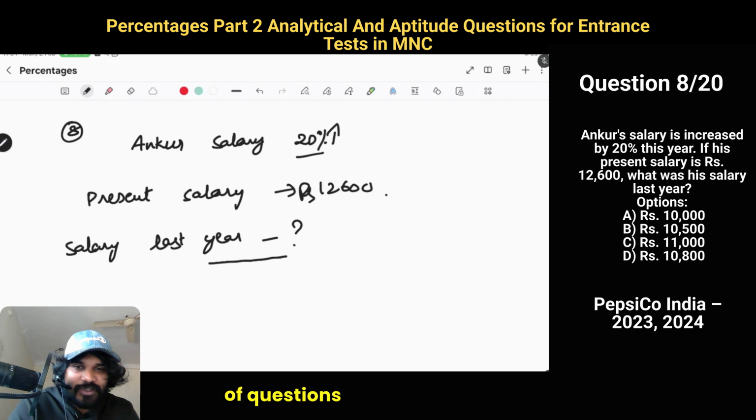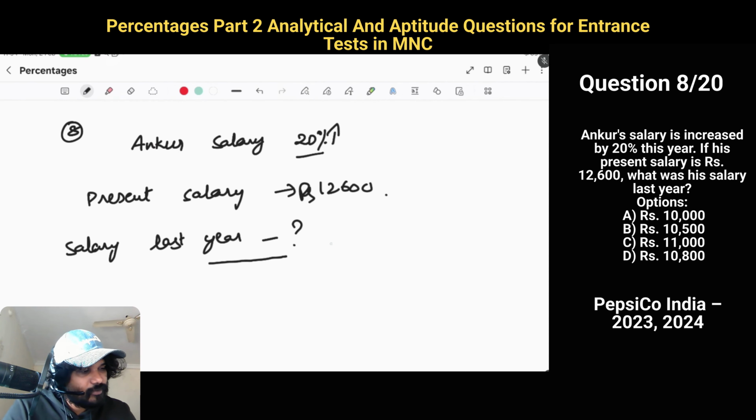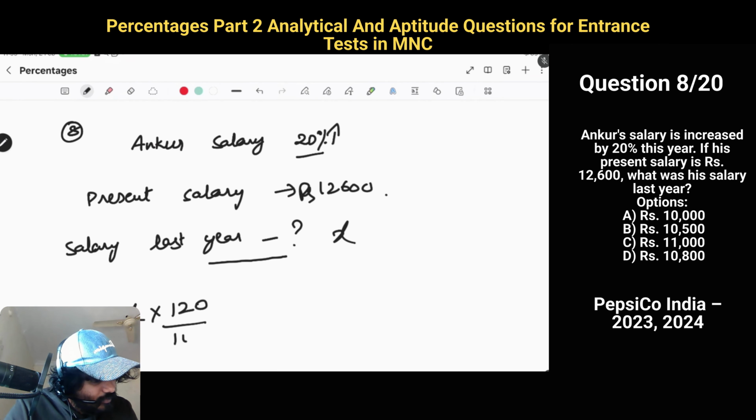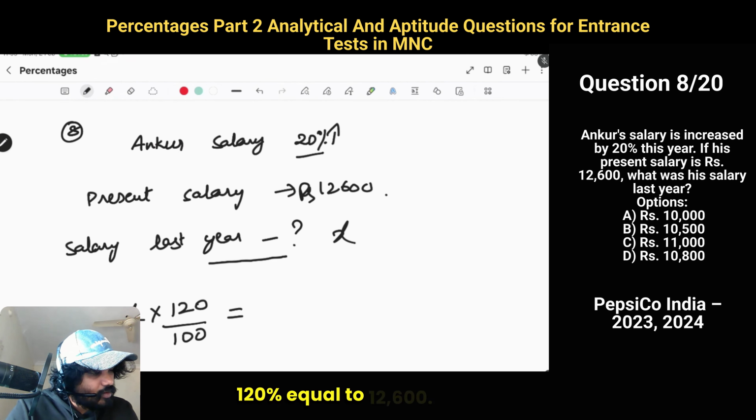I told you these kinds of questions can come. So what is the equation? Tell me the equation. I will tell you whether it is right or wrong. You don't know the last year salary. Take x. x into how much salary it increased? 20%, right? So x into 120% equal to 12,600.